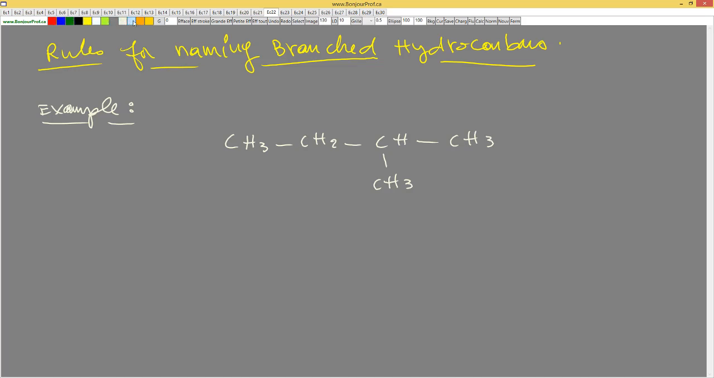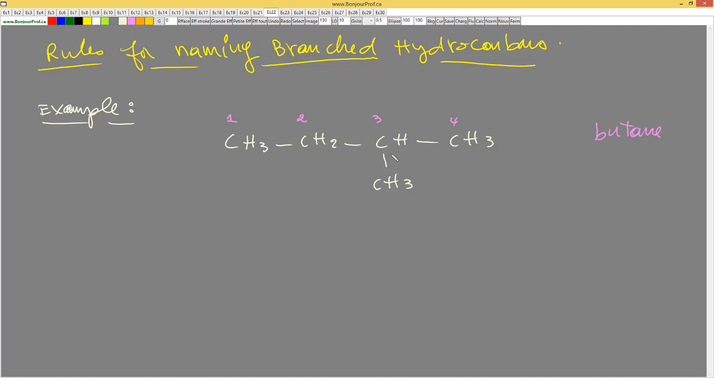There are some rules. The first rule, we're going to number the carbons. We're going to identify the parent chain, or the longest chain, and we number the carbons. This one we're not going to number. So I have 1, 2, 3, 4. Because it is 4, it is butane. I know that the name will finish with butane.